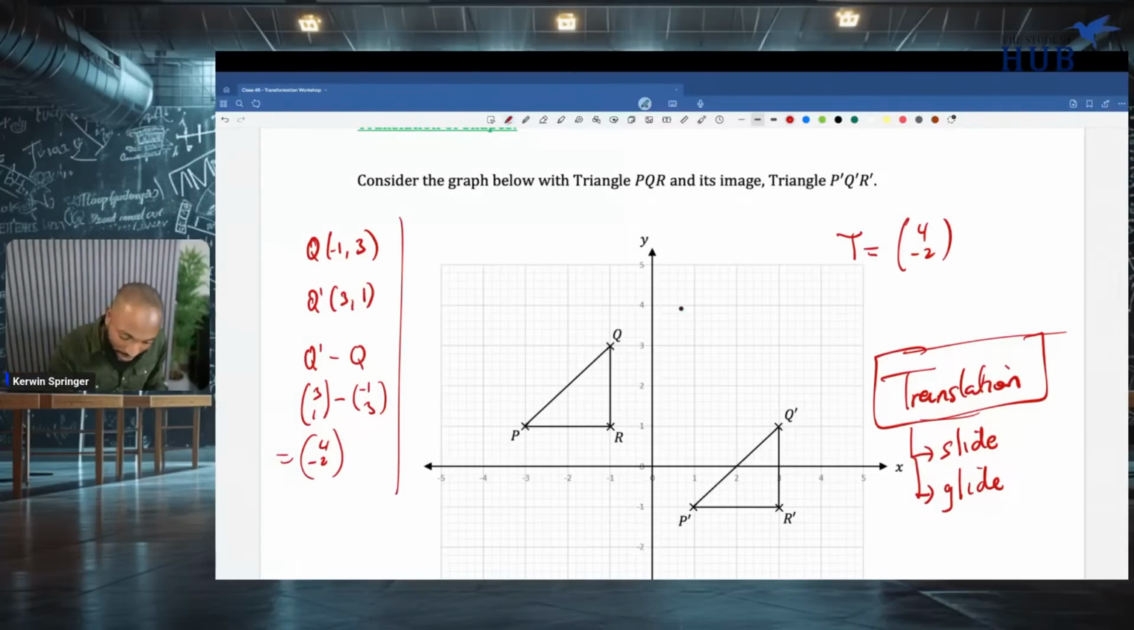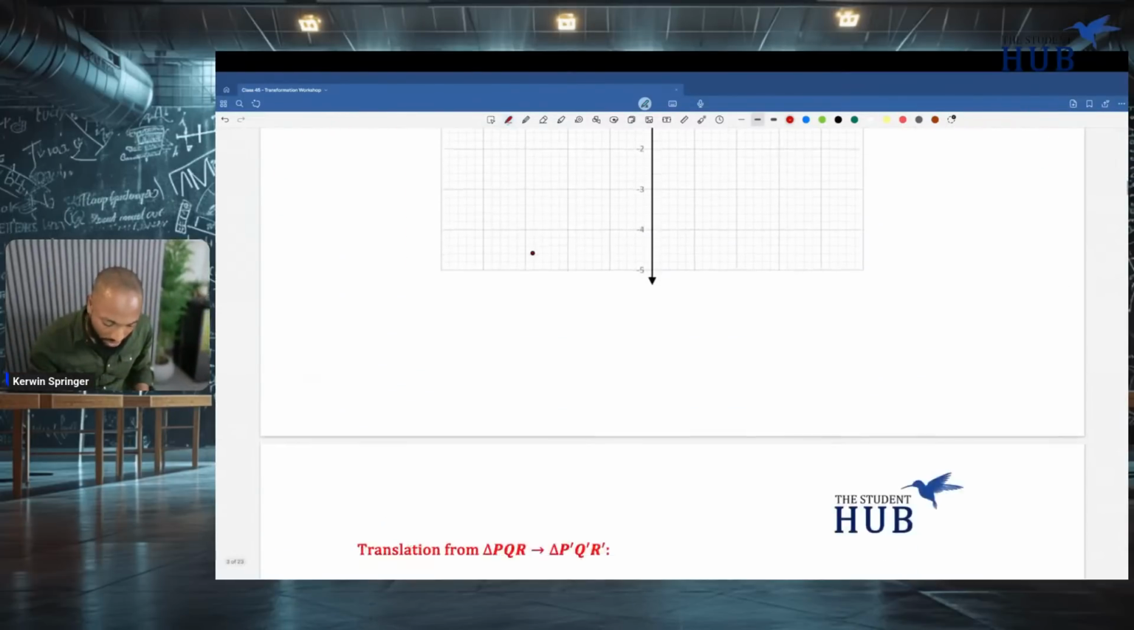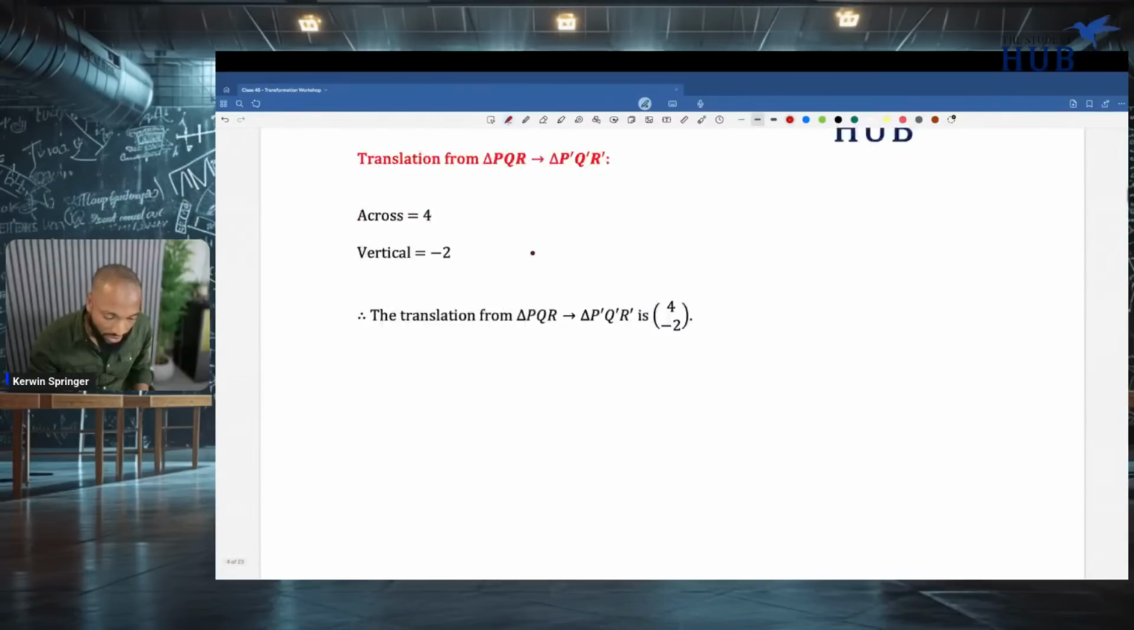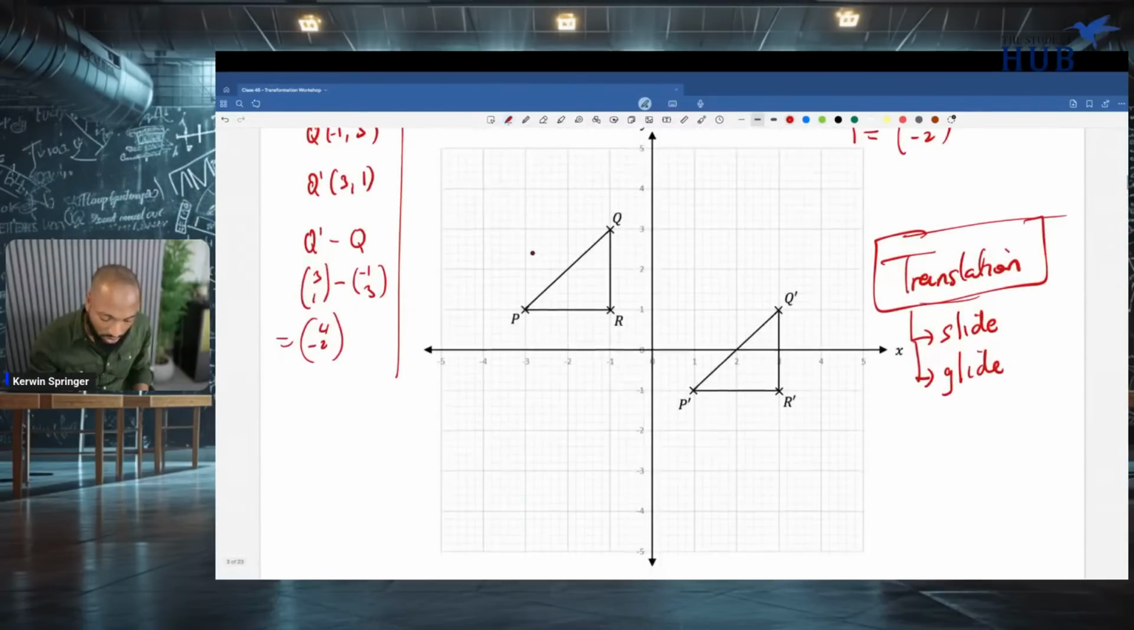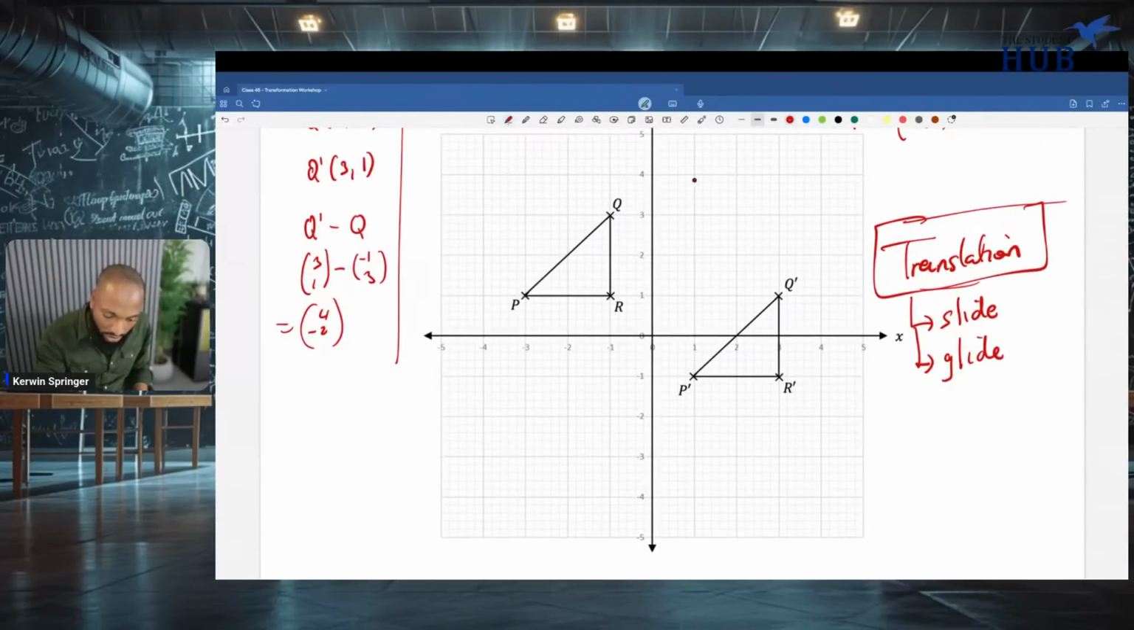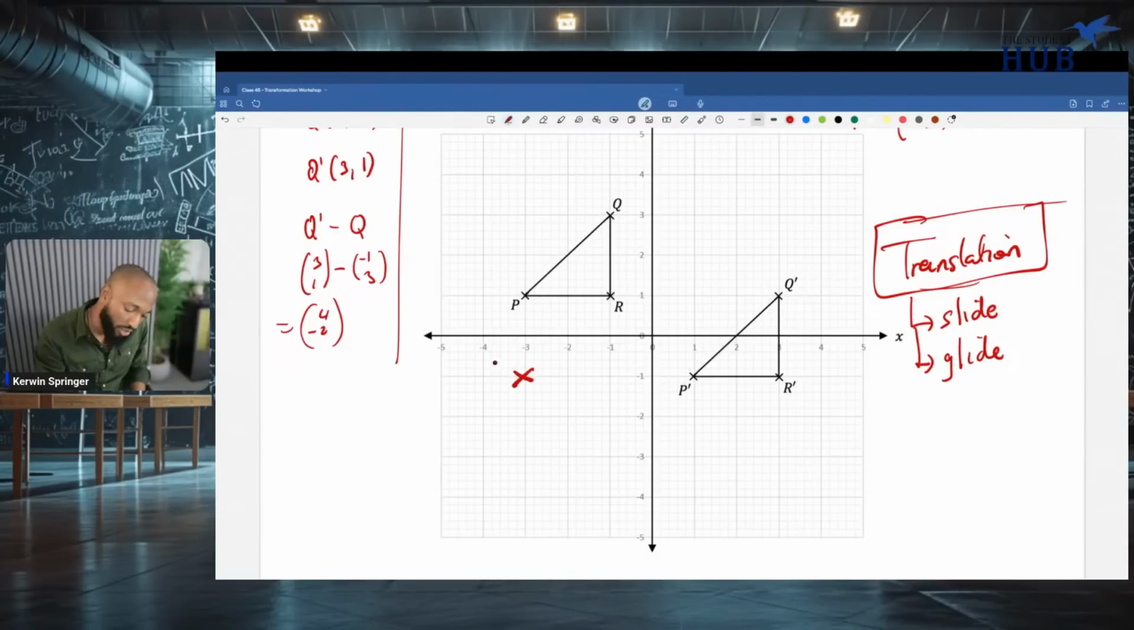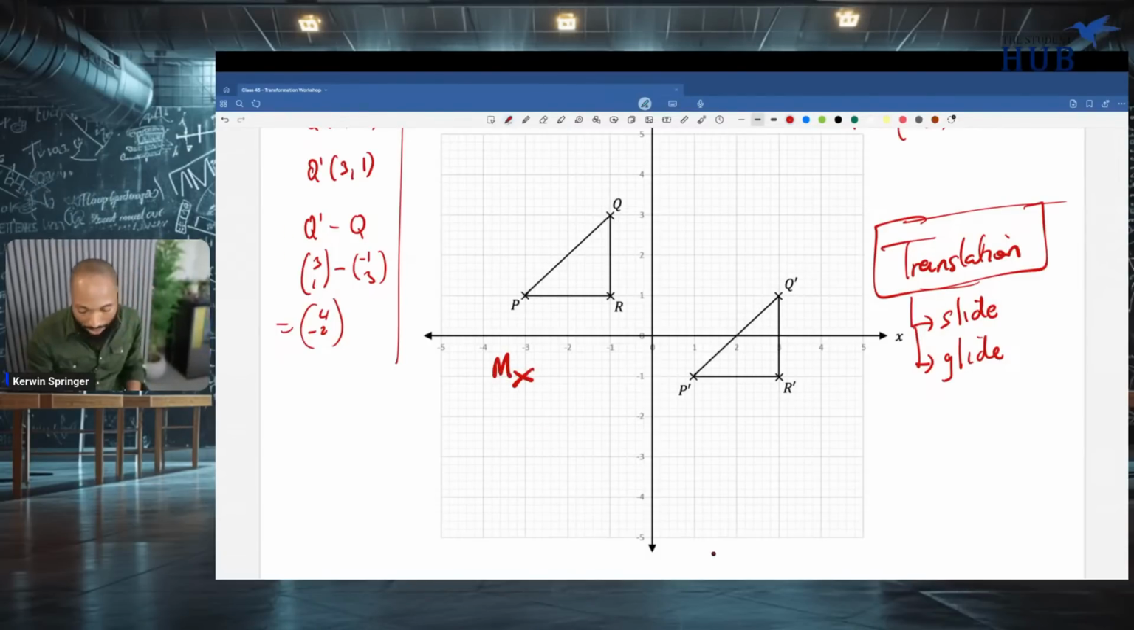For example, let me see if I have it below before I continue. Now, going into the next one. So, like if I told you, I want you to use the same translation on this point here. I have this point M. Find M prime using the same translation. Where M? 4, negative 2. Well, then you need to go 1, 2, 3, 4, negative 2. M prime is going to be over here.